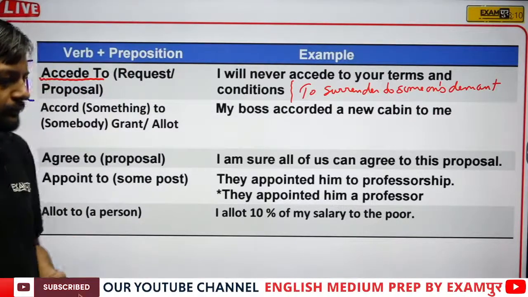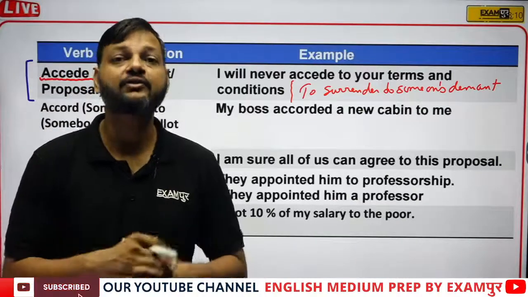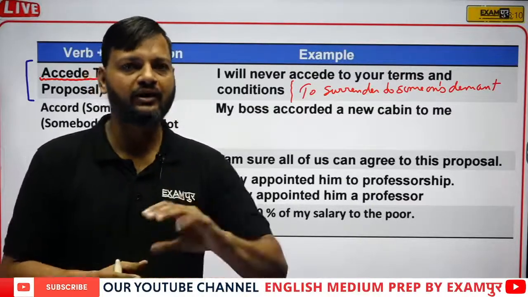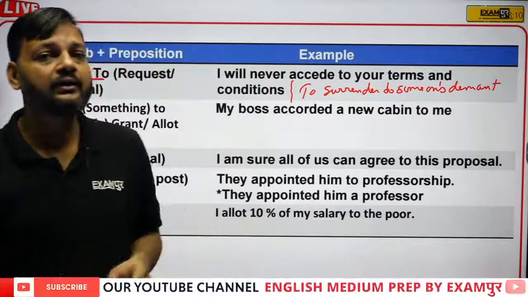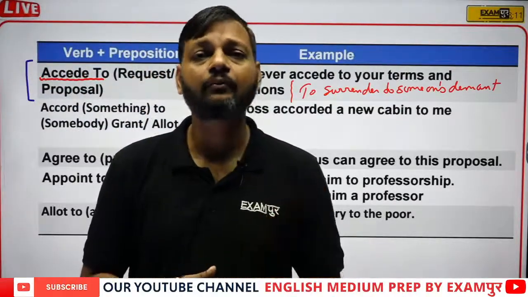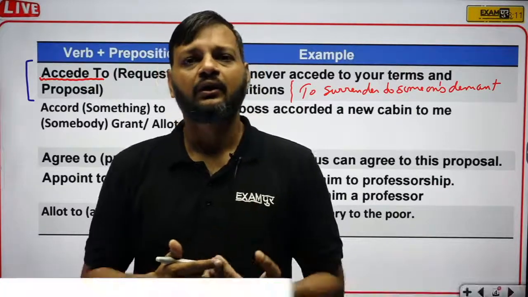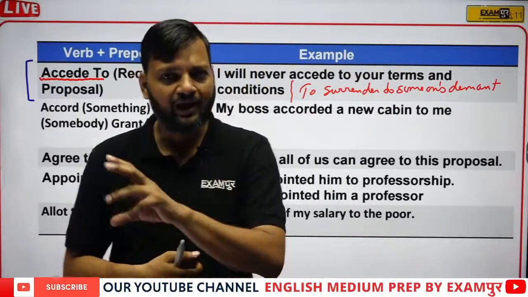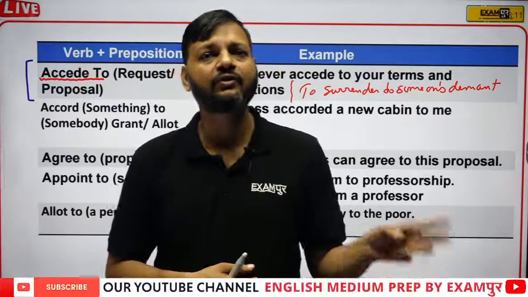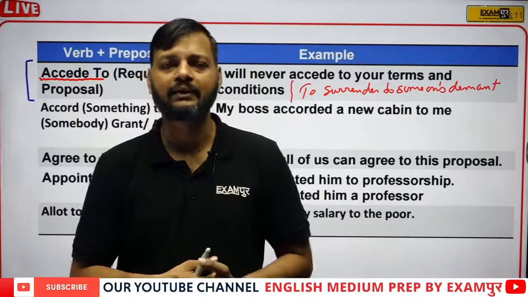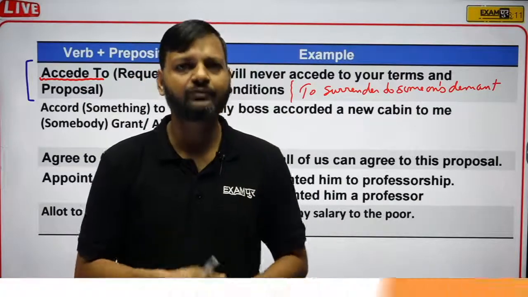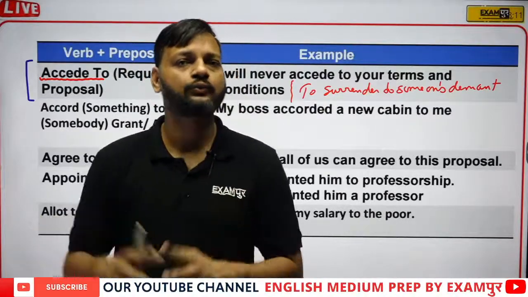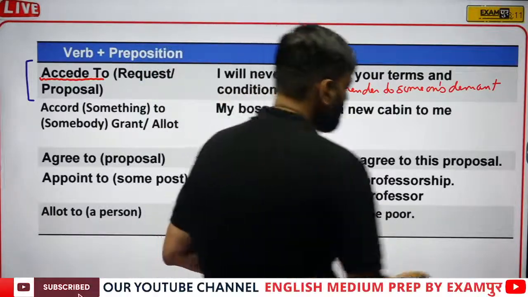So like there is a factory, there is a mill, and workers are demanding a bonus, but the mill owners are not ready to give extra money in any form. So the sentence would be: the mill owners did not accede to.